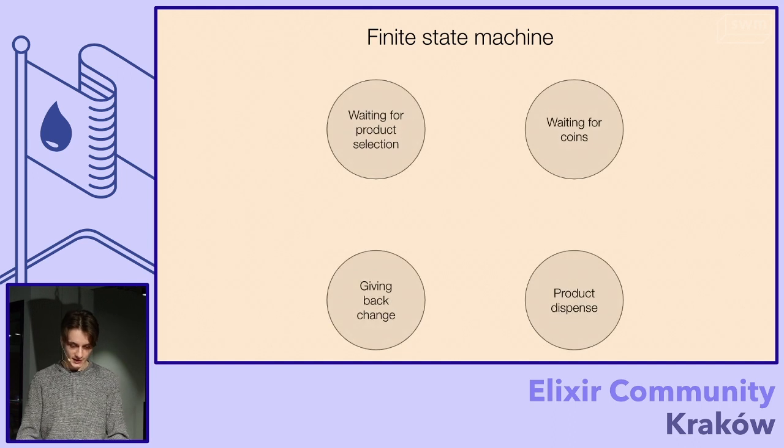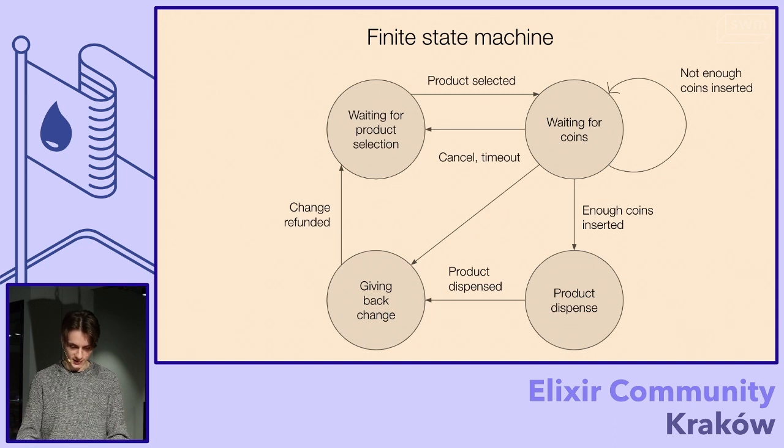So to picture it better, let's think about a vending machine as a state machine. For simplicity, we have 4 states here. So waiting for product selection, waiting for coins, product dispense, giving back change. And these are the transitions. Apart from the most obvious ones, you have transitions like timeout or cancel.